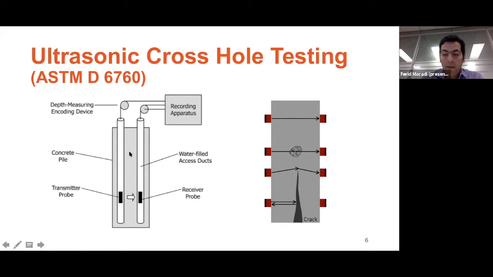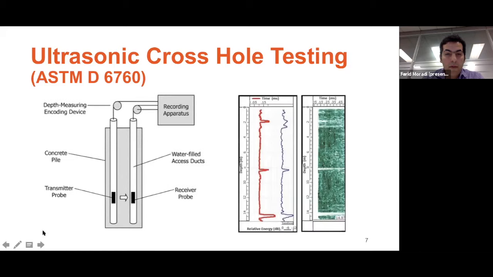Okay, what happens when we send the acoustic waves from the transmitter to the receiver? We record the time. If we see the transmission time jump and increase a lot, it means there is some defect at that specific level, because the distance between the transmitter and receiver remains the same along the borehole. When the distance remains the same and transmission time increases, velocity decreases.